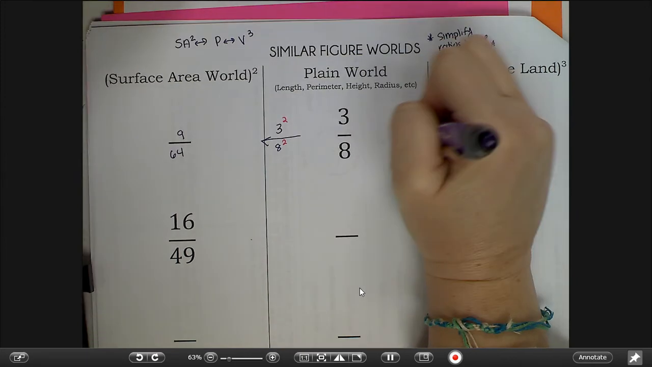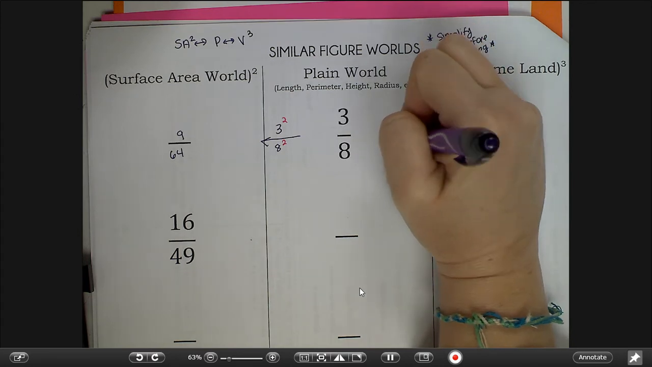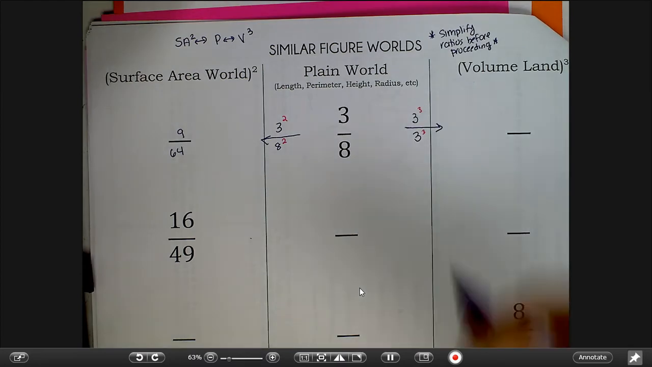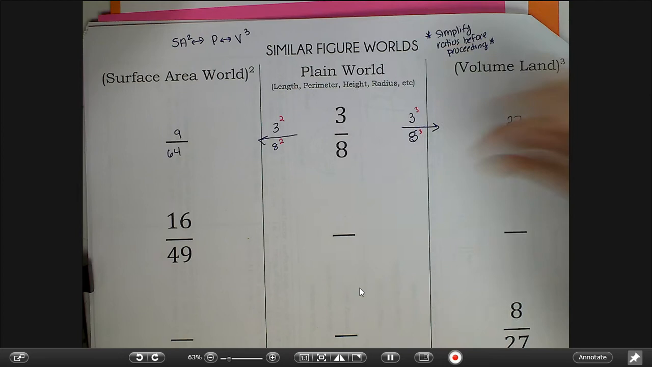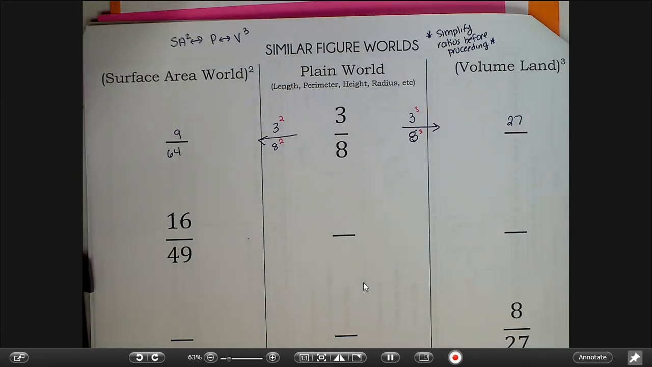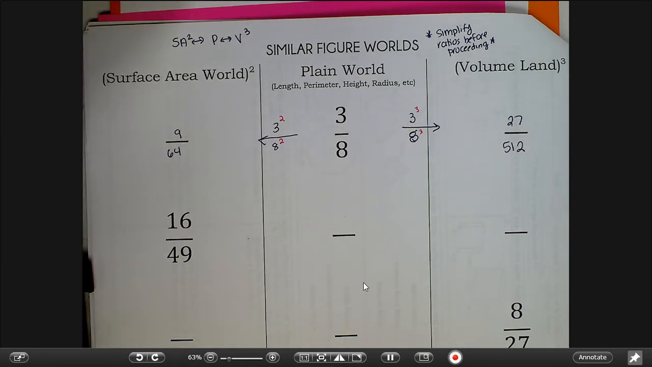And opposite, if we want to go to volume world, then we need to cube them. And our new scale factor would be 27, oops, that should be an 8, over, oh goodness, I never can remember this one until I do this unit, 512. So that's if you're given plane world.